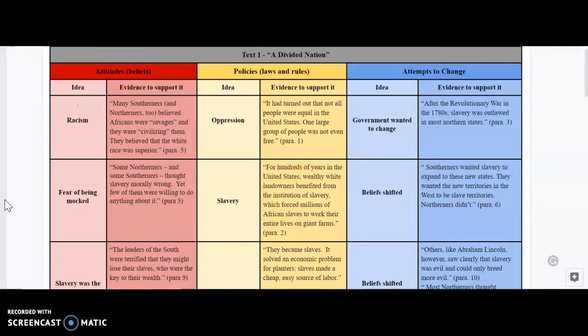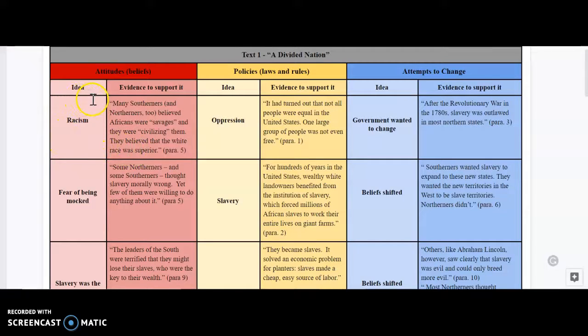As we read that text, we annotated for attitudes, which are beliefs, policies, laws, and rules, and attempts to change. I went ahead and put the ideas we annotated along with the evidence that we underlined to support those ideas. Let's go through text 1's chart, and then we'll go through text number 2.